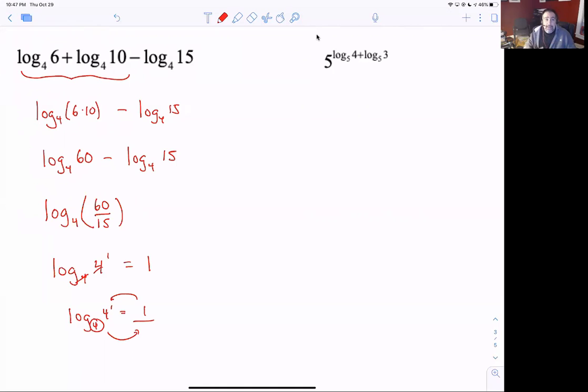So you can combine these rules. You don't have to just do them individually. You can have multiple terms and combine a long string of logarithms into one single logarithm.